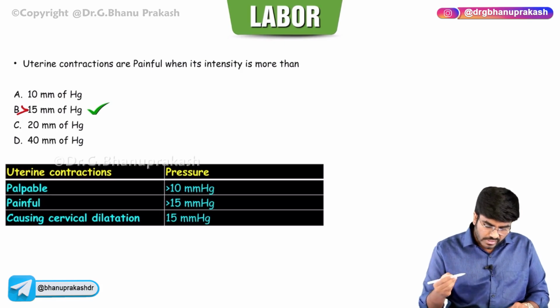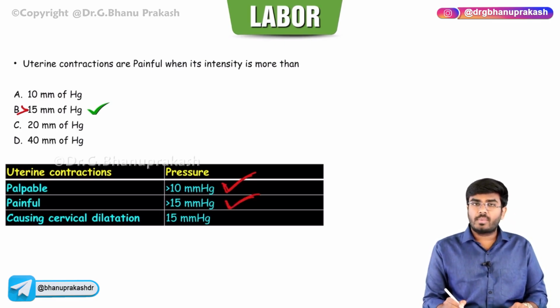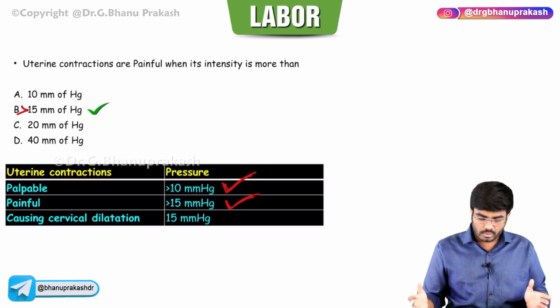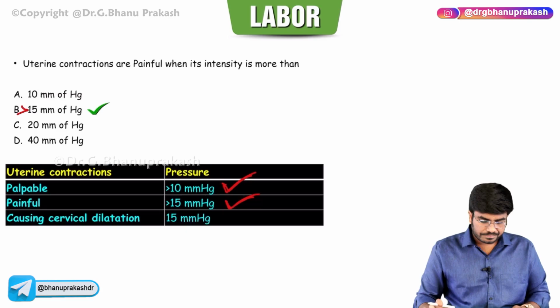See, the uterine contractions are going to be palpable when the intrauterine pressure is more than 10 mm of Hg. They are going to be painful when the intrauterine pressure is more than 15 mm of Hg, and with 15 mm of Hg pressure, cervical dilation is going to happen. Okay, with 15 mm of intrauterine pressure, the cervix starts to dilate.